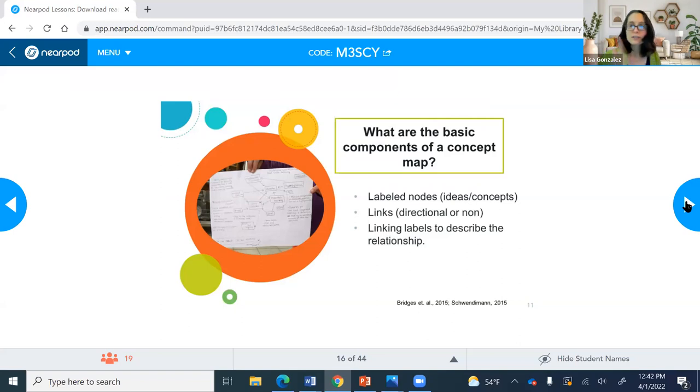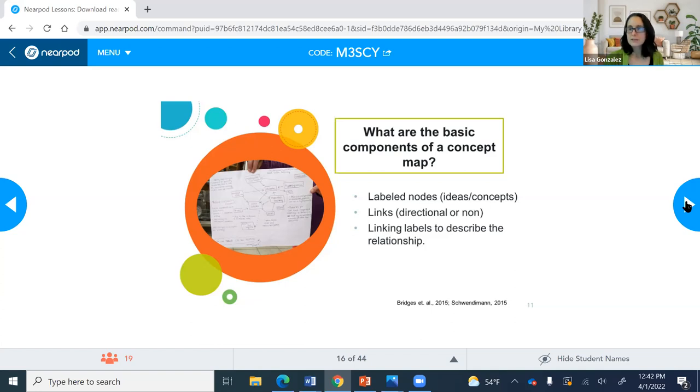These are the true components of a concept map. Now, some scholarly sources will state firmly, if it doesn't have this, it ain't a concept map. But there are other formats that have evolved a little bit from this, like mind mapping, that's similar to concept mapping.